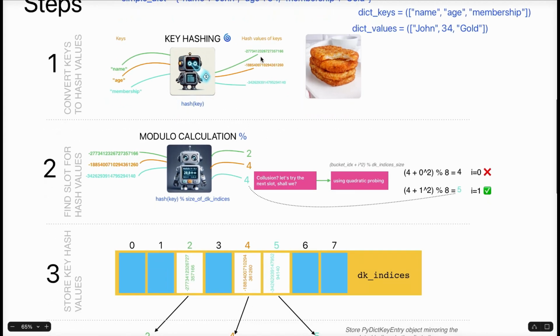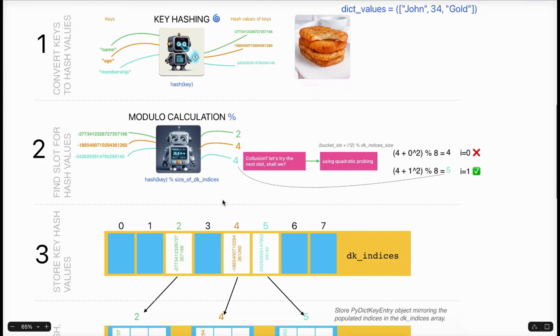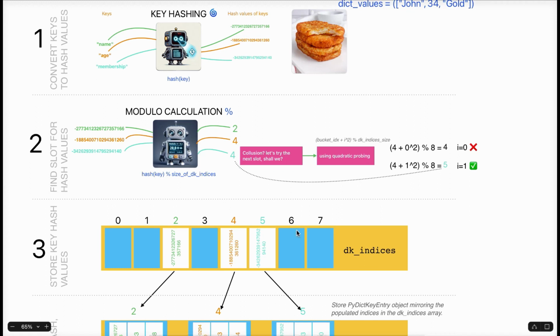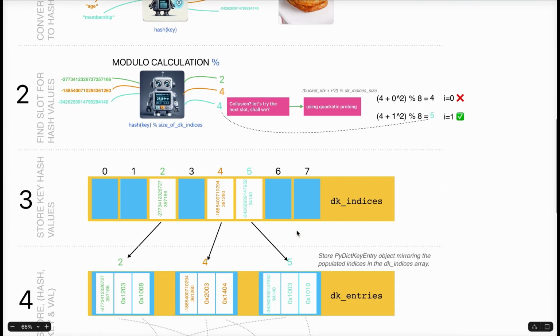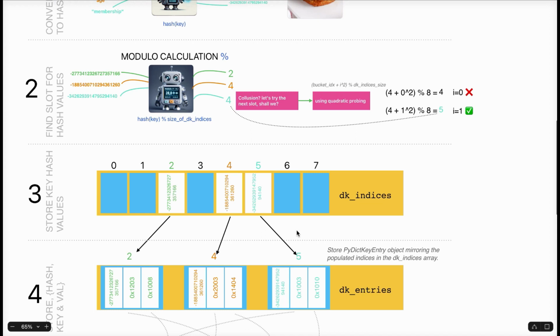Next step, we take these hash values and calculate the modulo of these hash values against the size of our DK indices array. So Python maintains 2 arrays, or hash tables if you want to call them, to enable dictionaries. So dictionaries are known to be very fast and also ordered, starting from Python 3.8, I believe. So we have these 2 arrays under the hood, but in order to put our items into these arrays, Python has to determine where each hash needs to be stored.